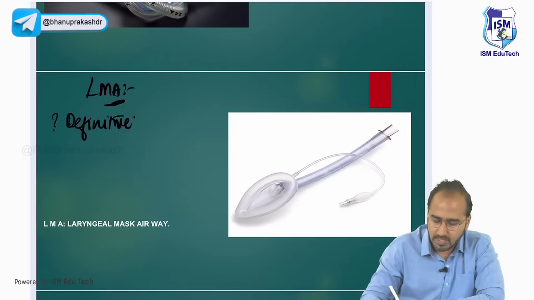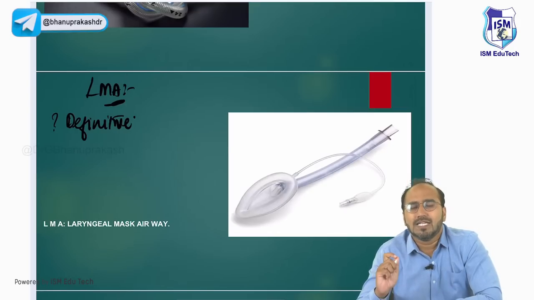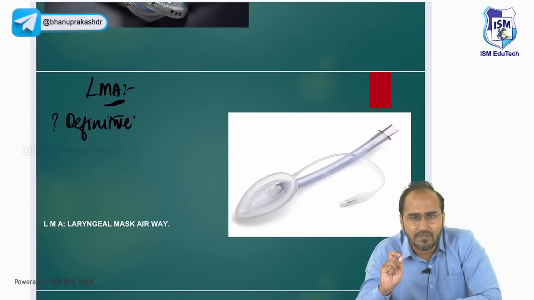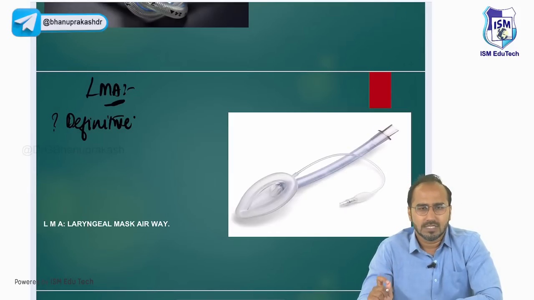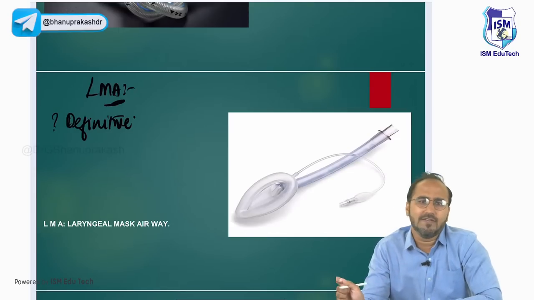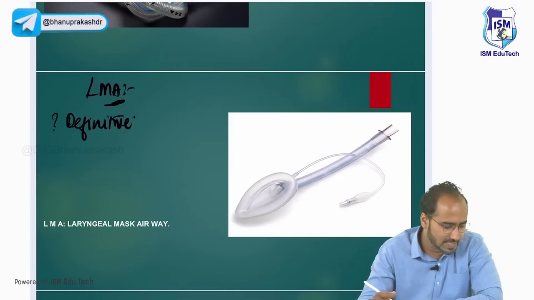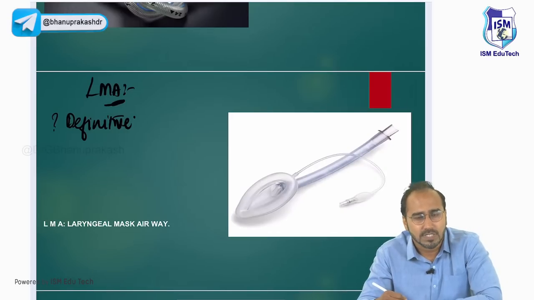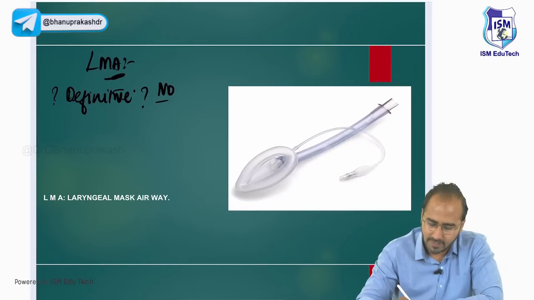Remember guys, definitive airway means what? An airway that is kept inside the trachea, ventilating only the lungs, and also preventing aspiration. That is a definitive airway. LMA is not a definitive airway. Why? Because LMA doesn't fit into the trachea. LMA fits in the supraglottic area. That's why LMA is also called a supraglottic airway device. So is it a definitive airway? No. LMA is never a definitive airway.